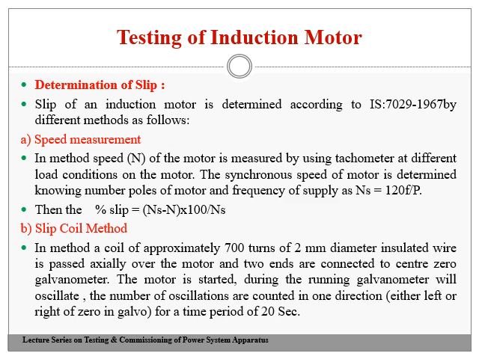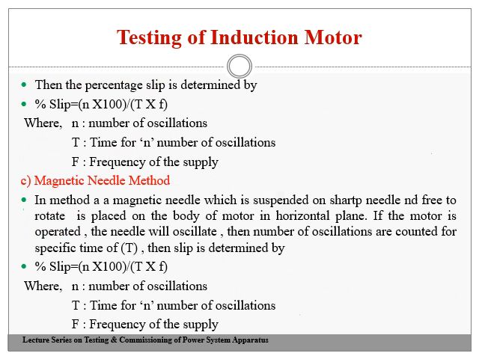During the running of the induction motor, the galvanometer will oscillate either to the left of 0 or to the right of 0. During this process, the number of oscillations of the galvanometer, either left of 0 or right of 0, is counted for a period of 20 seconds. Then, after knowing the number of oscillations for a specified time, the percentage slip can be determined.